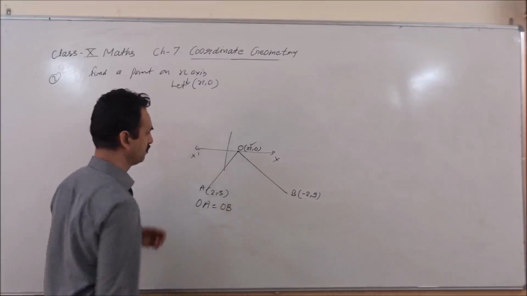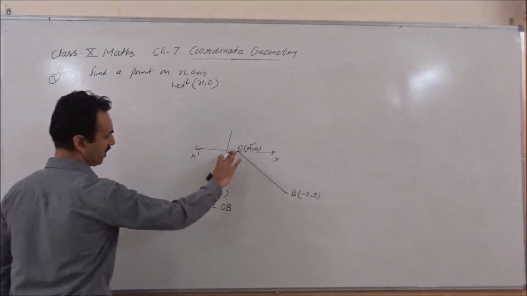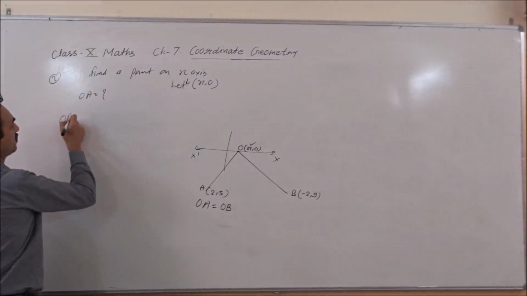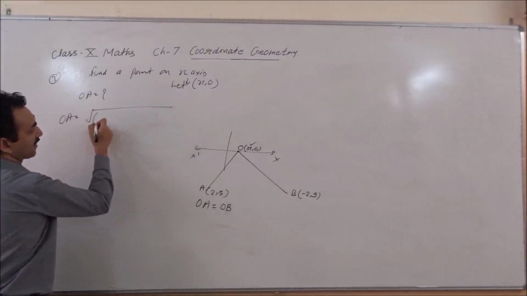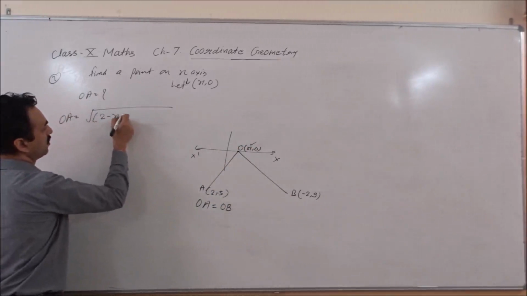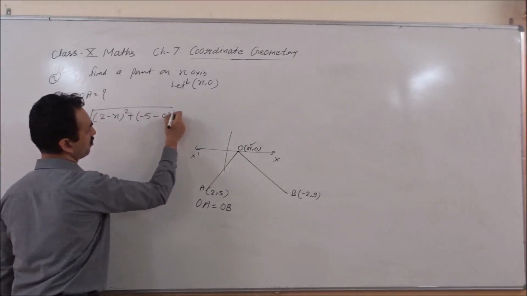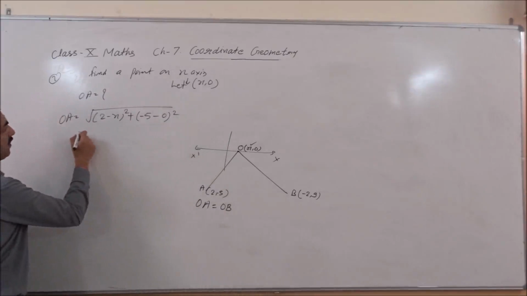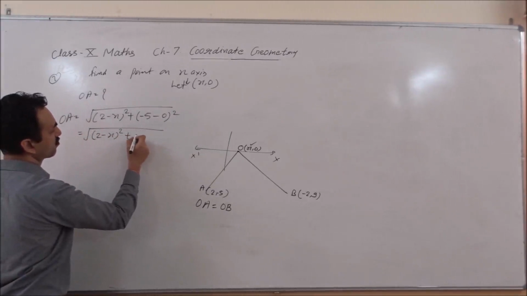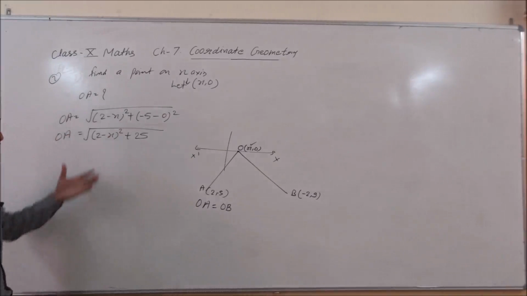So, how we will use this concept here? You can see here. First, you will find OA. OA equals to under root (x2 minus x1), let's say this is (2 minus x) whole square plus (-5 minus 0) whole square, and when you simplify this will be (2 minus x) whole square plus (-5) square 25. So this is OA. Let it as it is, okay?